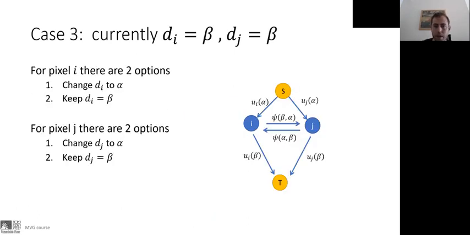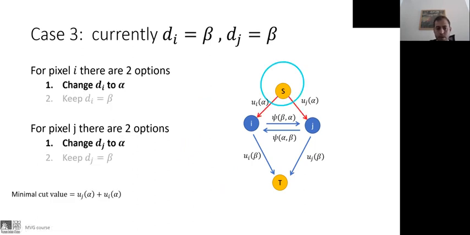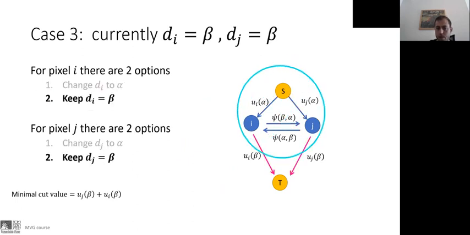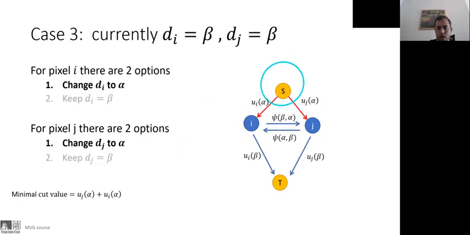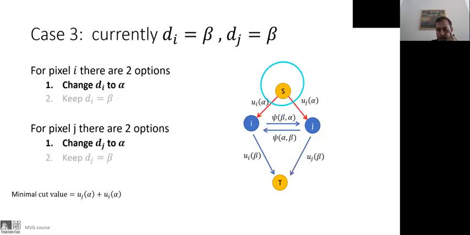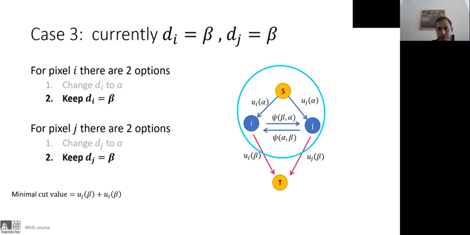In the third case, both I and J have the same disparity, which is not alpha. So again, I want to allow them to change to alpha. Pixel I can change to alpha or keep beta, and the same for pixel J, and I will get all possibilities with the 4 different cuts. I don't want to spend too much time, and you can go over it later, but it's very similar to what we had before.